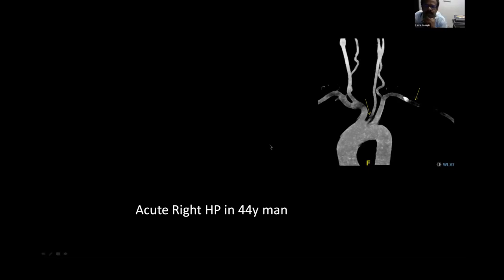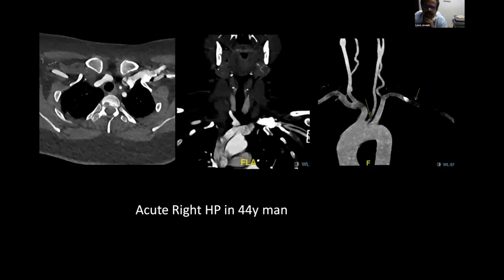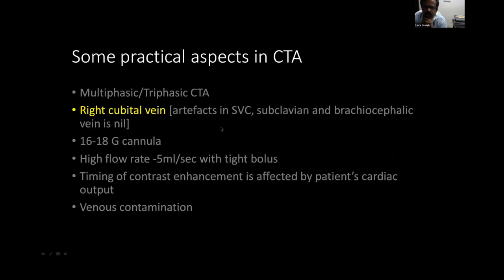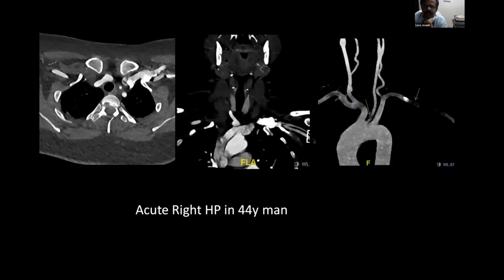That's why I insisted that you put a vein in the right cubital vein. If you put it in the left cubital vein, recall your anatomy, the contrast will reach the brachiocephalic vein and cross from left to right and go to the superior vena cava before entering the heart. This is the normal thing.